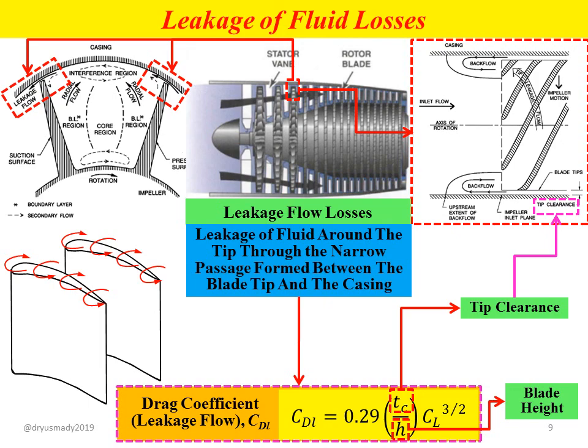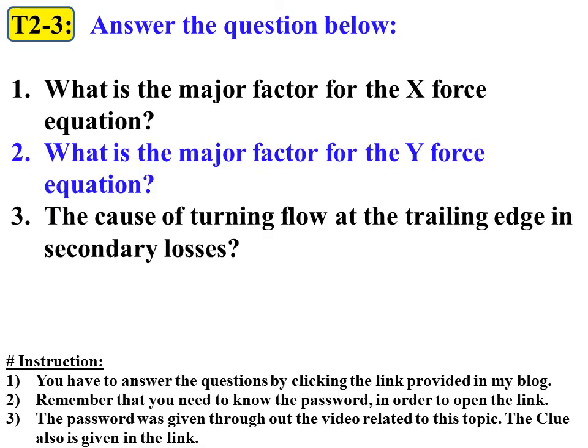Okay, so that's it. To test your understanding about part 3 for chapter number 2 about the cascade blade, please answer the questions below. First, what is the major factor for the X-force equation? Number 2, what is the major factor for the Y-force equation? And number 3, the cause of turning flow at the trailing edge in the secondary losses. So please answer the questions.